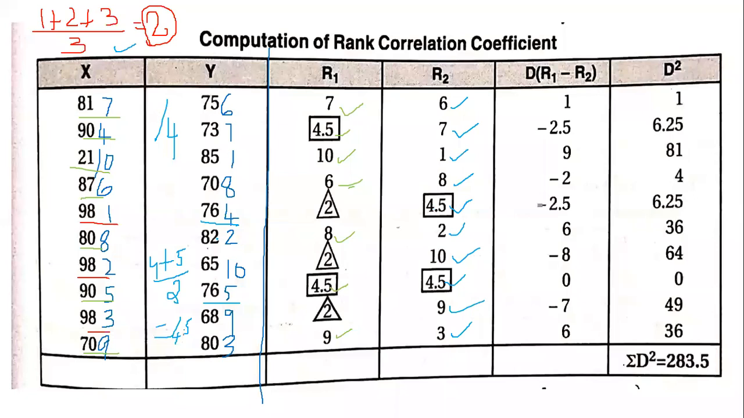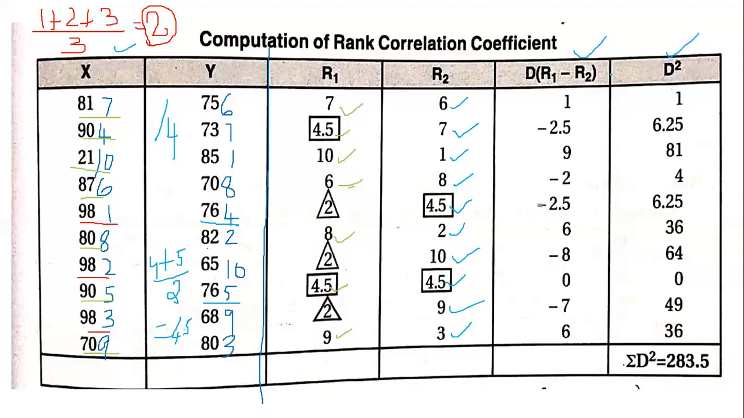Okay, now after this, these 2 steps are common in every problem. That is finding the difference of ranks and squaring the differences. So finding the difference of ranks is R1 minus R2. So you will get certain points here because you can see here first is 7 minus 6 is 1. Next you have 4.5 minus 7, which will give you minus 2.5. So again 10 minus 1 is 9. 6 minus 8 is minus 2. 2 minus 4.5 is minus 2.5. So these 0.5s you can see in the differences.